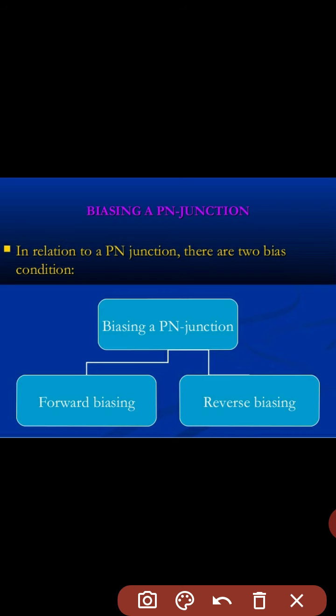How to bias a p-n junction diode? There are two methods for biasing of a p-n junction diode. Biasing means to connect a p-n junction diode to an external source. So the first one is called forward biasing, and the second is called reverse biasing. These are the two bias conditions for a p-n junction diode.